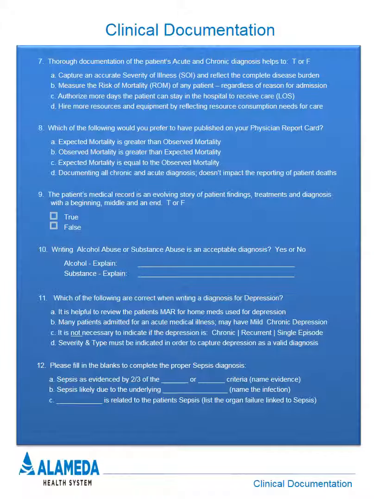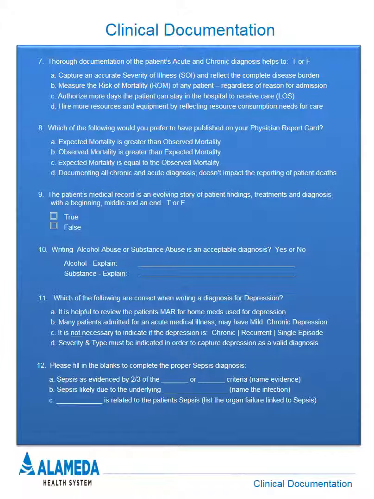B, to document sepsis properly, you must document sepsis likely due to the underlying what? Sepsis typically doesn't occur without an underlying infection, right? So you need to say it's likely due to UTI or pneumonia or wound infection. Sometimes it could be due to a multifactorial infection. So you could write sepsis likely due to underlying multifactorial infections, UTI, wound infection.